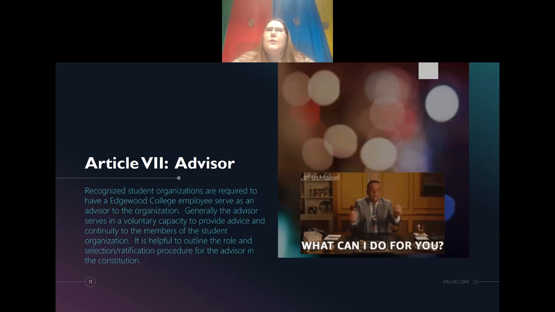Advisors don't typically vote for things because these are student organizations, so sometimes outlining that so that they're very clear of what that is. Just what is that relationship you want with your advisor? What do you think that you need? And this is where you would outline it.